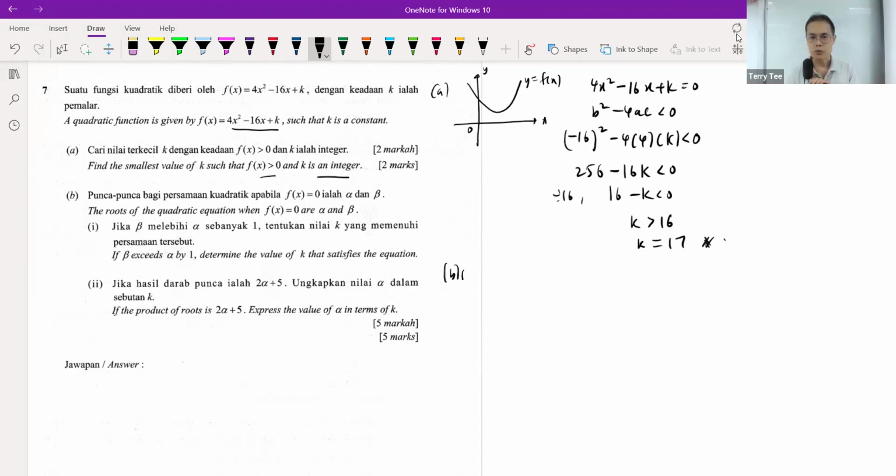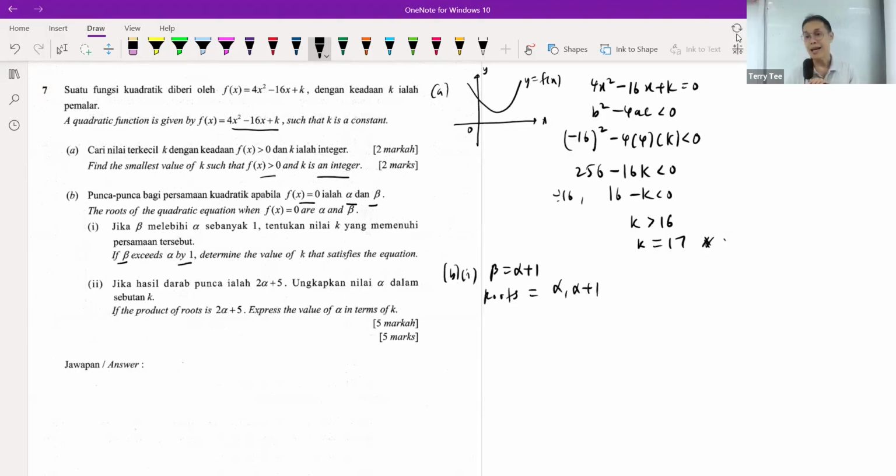Now part B, there are two parts to it. The first part is this. Given that for this quadratic equation where f(x) is equal to 0, the roots are alpha and beta, and beta exceeds alpha by 1. So you can say beta is alpha plus 1. That means the roots will be therefore alpha and alpha plus 1.